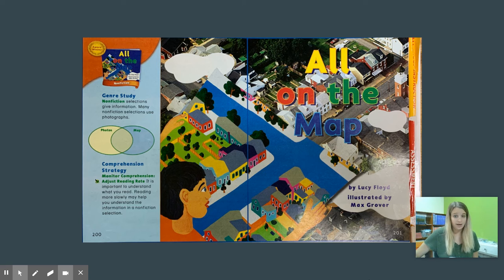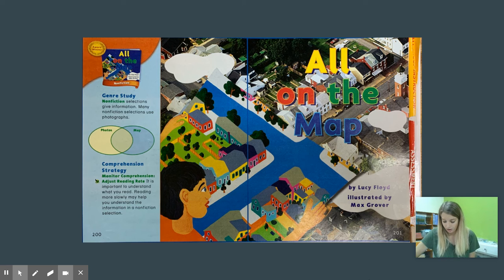All right, go ahead and point to a street in the photo, and now point to a street on the map. Which illustration shows a real street? Right, the photo on page 202 does. Which shows a drawing of a street? The map. All right, let's go on to page 204.